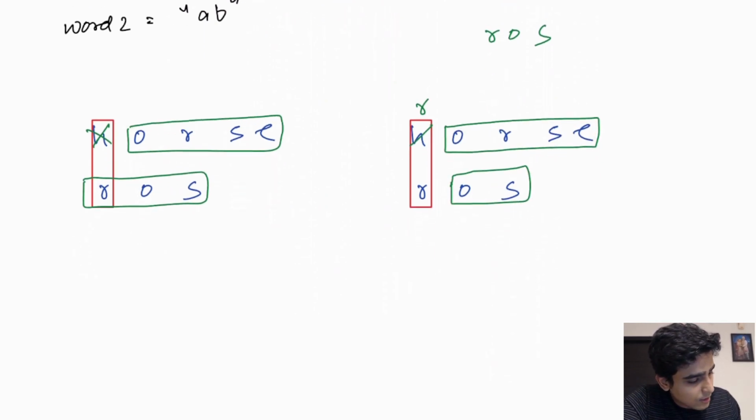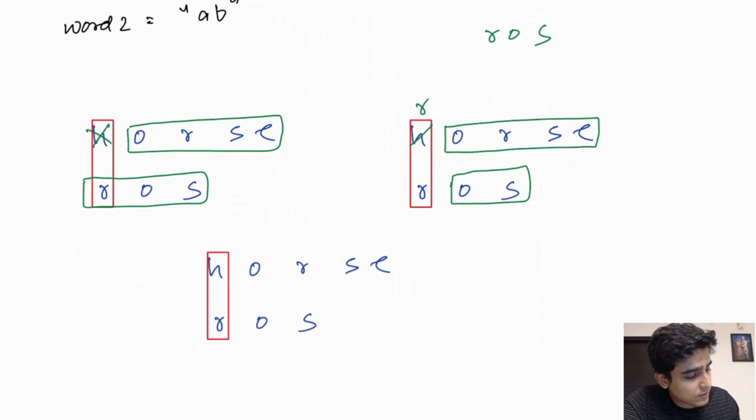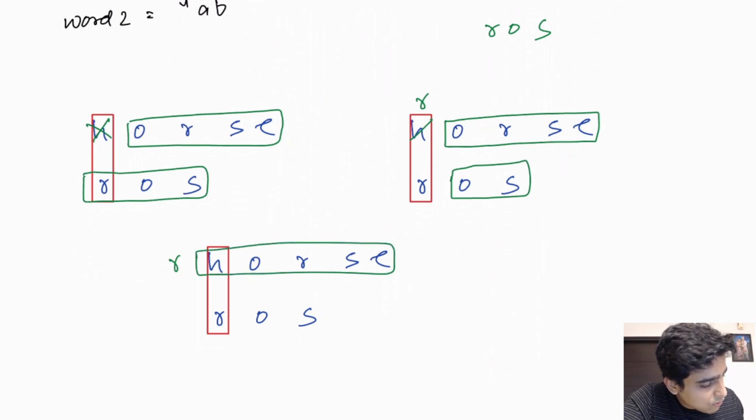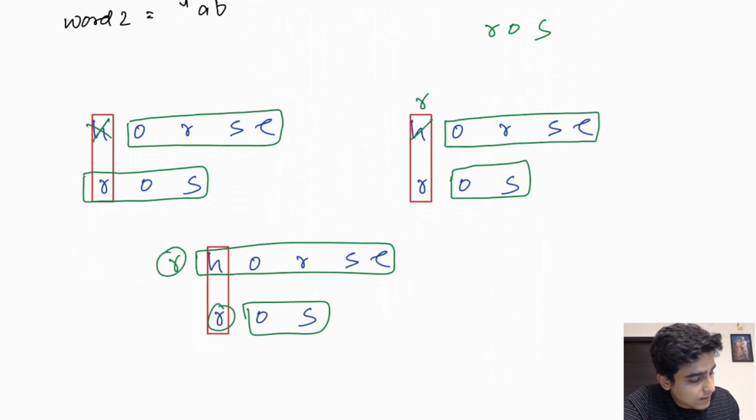And what is the third operation? The third operation is that we can add a new character. Which character will you add? Everyone has guessed it. We will add R. Now after adding R, what is the remaining part? You will make HORSE equal to OS, because R and R are equal. Similarly, this.